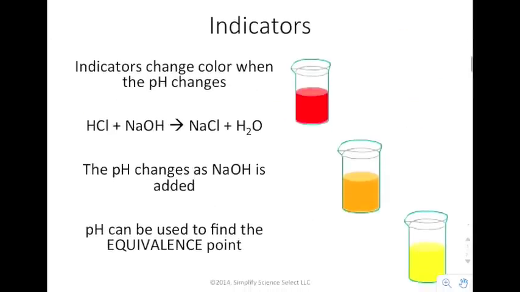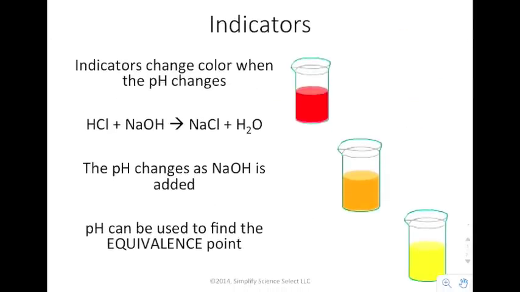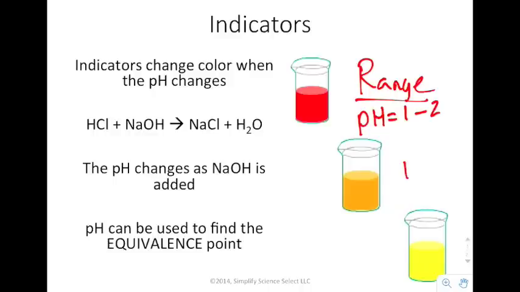Now, indicators are used to change color when the pH changes. There are hundreds of different indicators depending on the range of pH in which you want to use. That's the key point: where do you want it to indicate that there is a change in pH? Some people are interested in the pH change from 1 to 2. Some really want to know when the pH is 7, and that's pretty common because you want to know when it's been neutralized. So you have to select your indicator based on what you want to know.